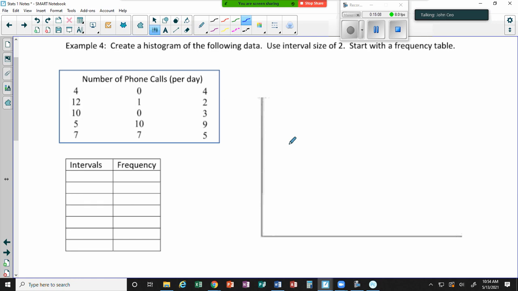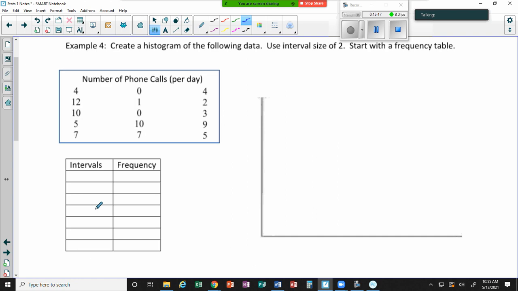So they tell us create a histogram of the following data, use interval size of 2. So we're going to start with our frequency table. So this will allow me to organize my data a little easier rather than going right to the graph. So when I do this frequency table, first thing I'm going to do is come up with my intervals. So look at the data and say, okay, my data goes from what to what? 0 to 12, right? So if I want an interval size of 2, what's my first interval going to be?